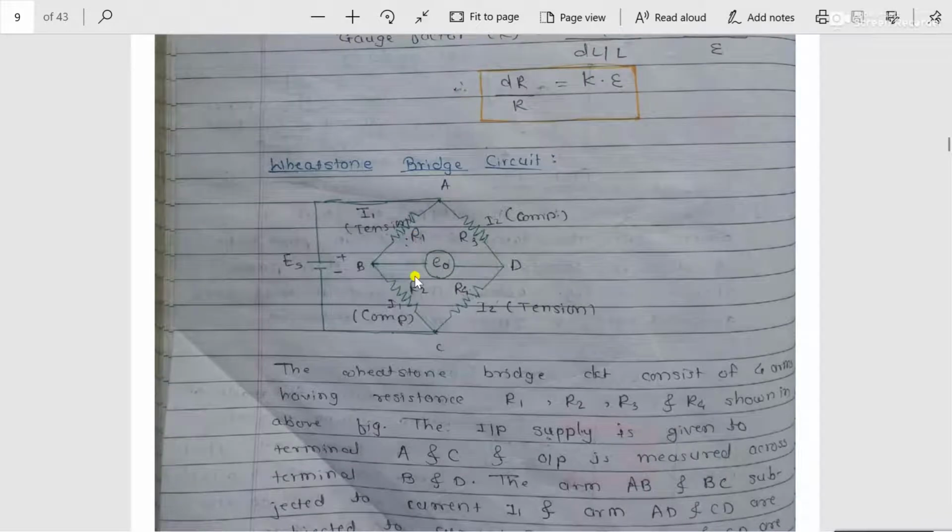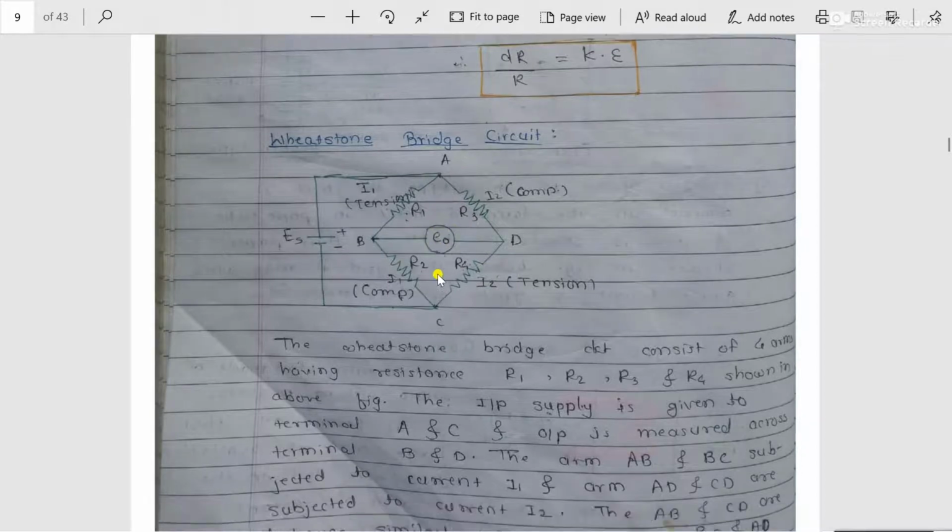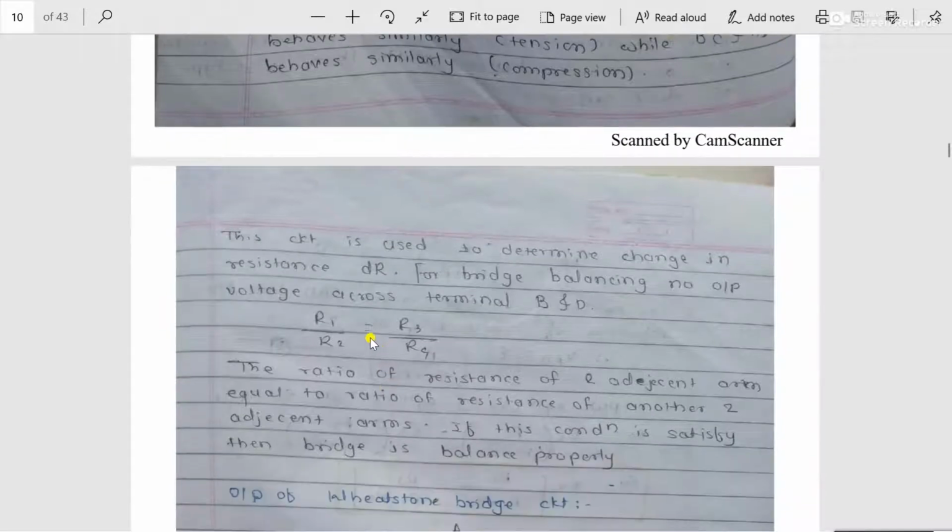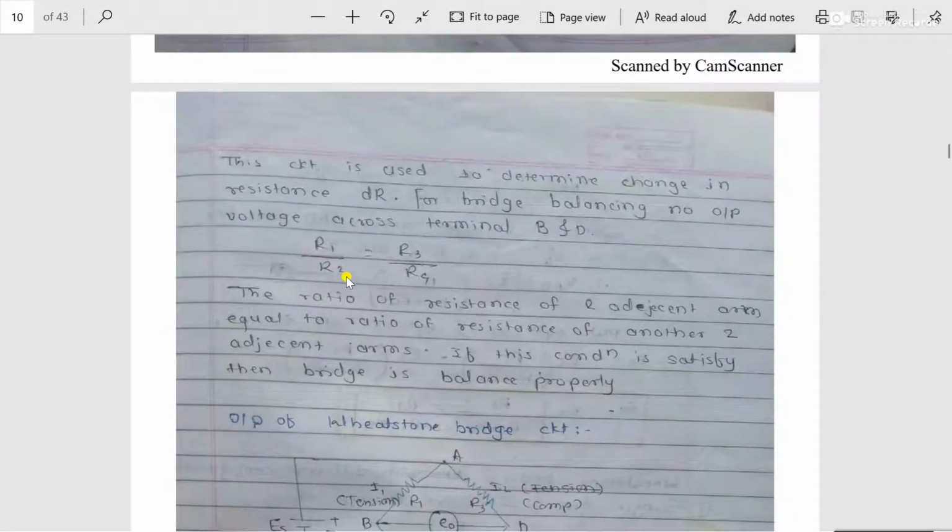If you go through this condition, the resistances R1 and R2 are adjacent to each other, and resistances R3 and R4 are also adjacent to each other, and by using one condition I can say that this output is equal to 0. To satisfy that, I have written one equation here: R1 upon R2 is equal to R3 upon R4. What this equation represents is the ratio of resistance of two adjacent arms.